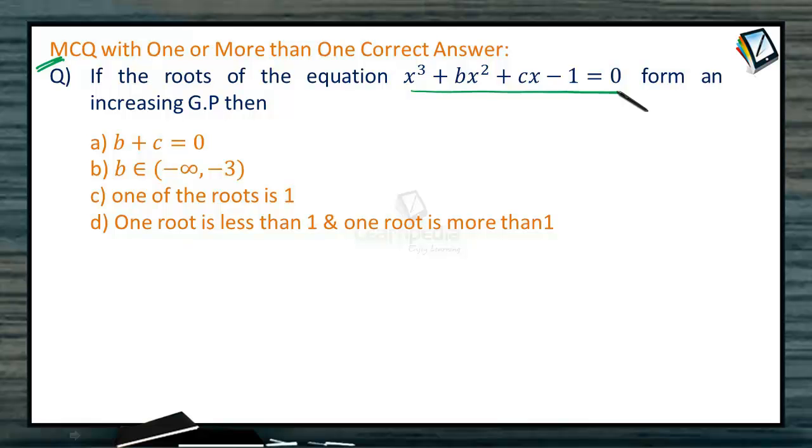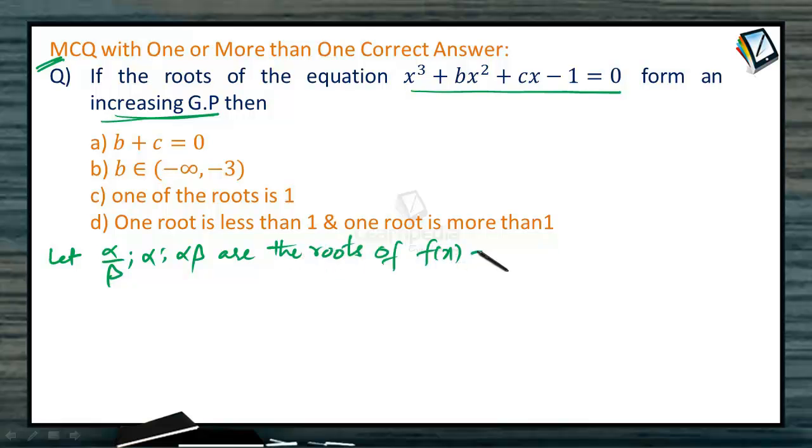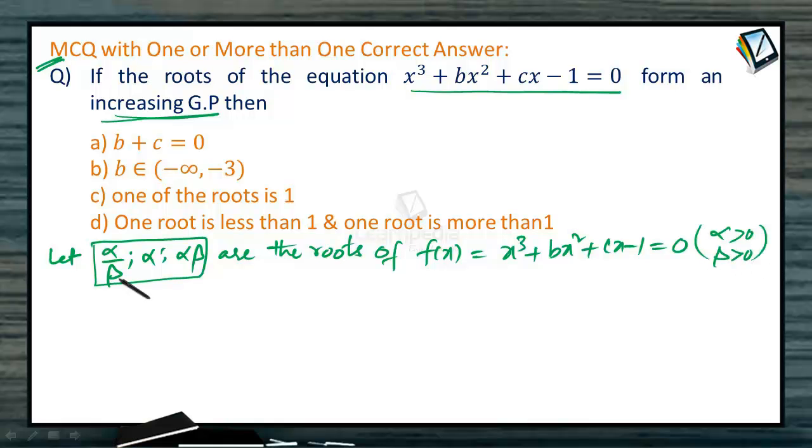From the fundamental principle of algebra, it will have no more than 3 roots. Now let us take the roots. Since the roots are forming an increasing GP, let alpha by beta, alpha, and alpha beta be the roots of f of x equals x cube plus bx square plus cx minus 1 equal to 0, because the common ratio between them is beta. Since they are in increasing geometric progression, alpha must be positive and beta must be positive. Let us take roots in this way.